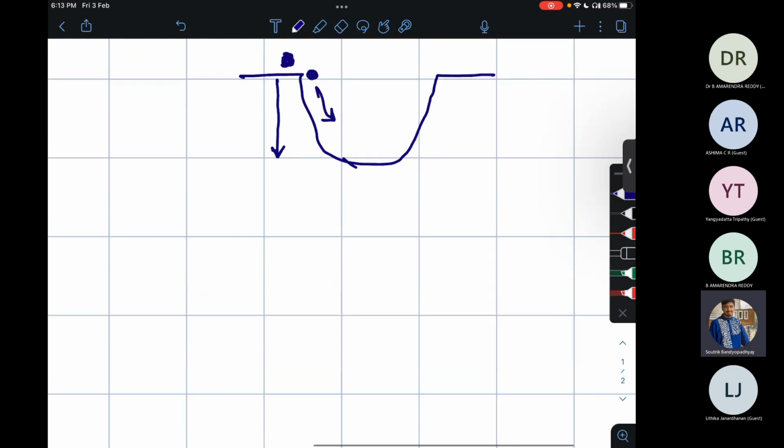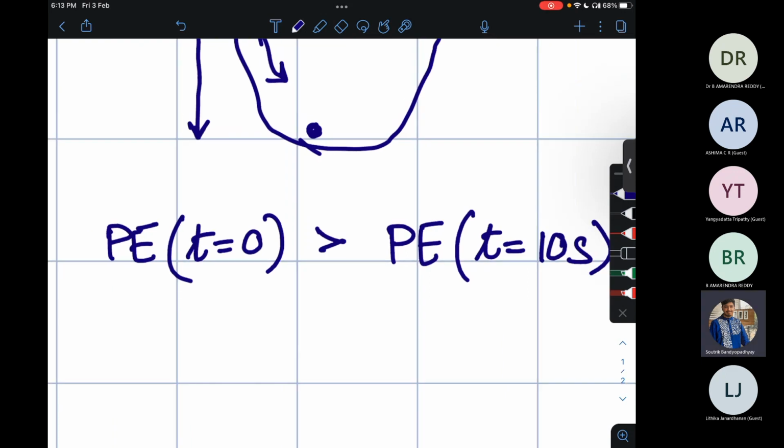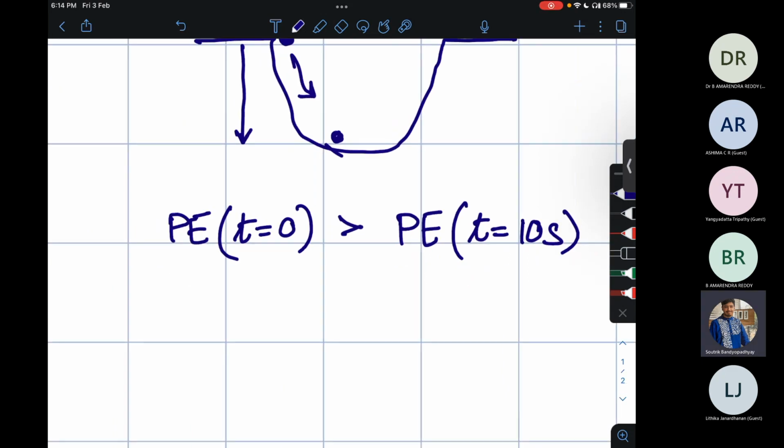time step. So if you look at the potential energy at, let's say, t equal to 0, that was greater than the potential energy at t equal to 10 seconds from now, right? So in 10 seconds, you have less potential energy than your predecessor. So as time progresses, the system loses energy, and it essentially moves into this kind of stable state. This point at the bottom of the valley is known as the equilibrium point.